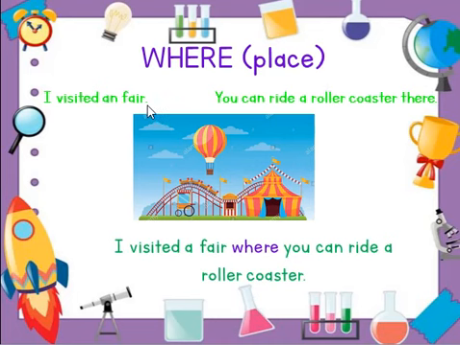Check. I visited a fair. A fair. This is a fair. You can ride a roller coaster there. And we are talking again about the fair. So, it's not necessary to mention the fair 2 times. I visited a fair where you can ride a roller coaster. Okay, let's check another example.